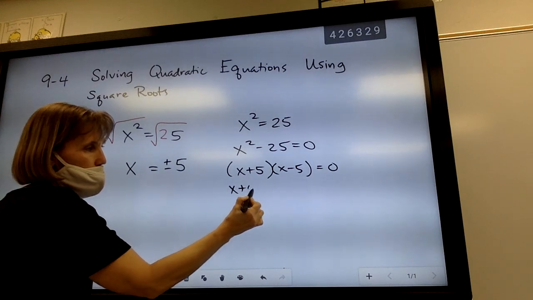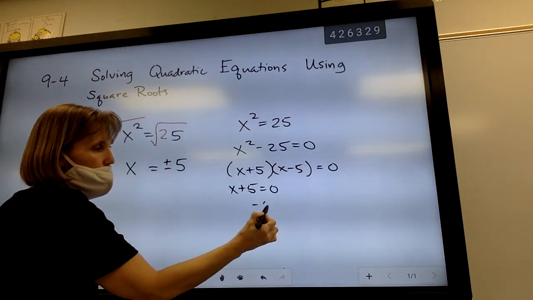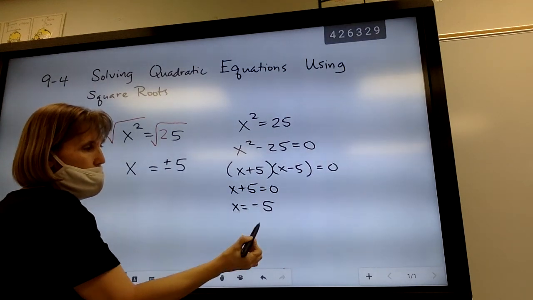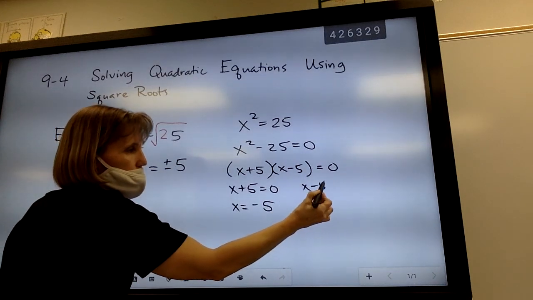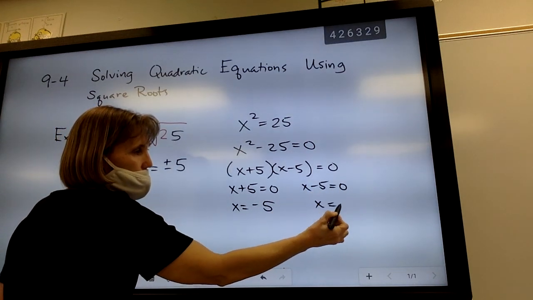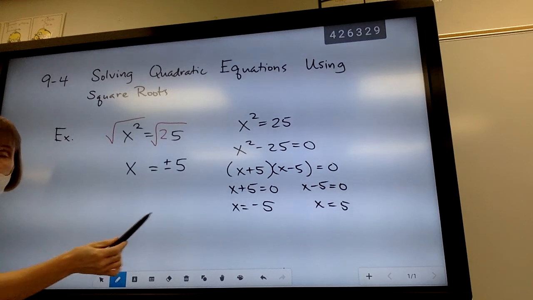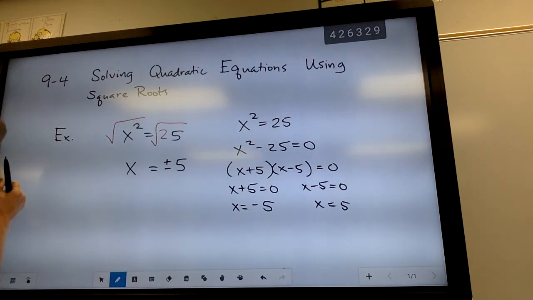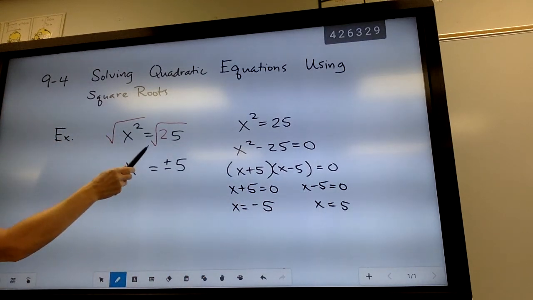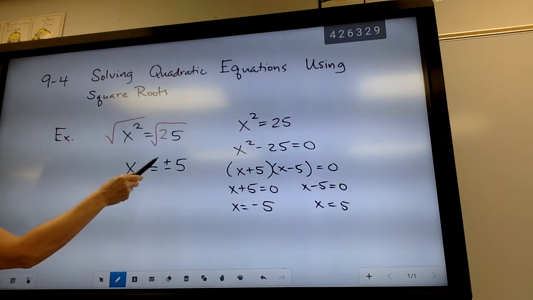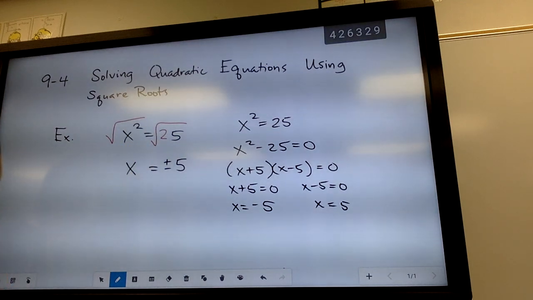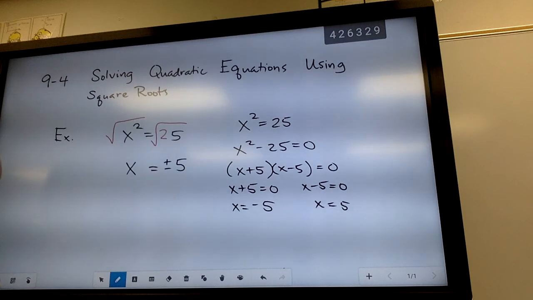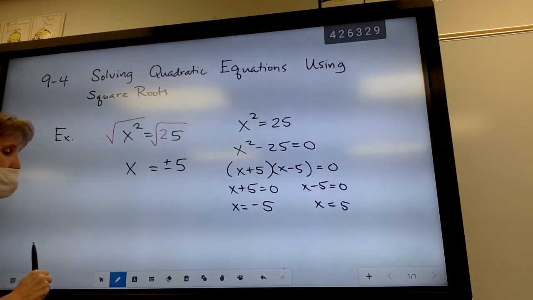That's why you don't see a middle term, because these are the same with just a different sign. So if I set this one equal to 0, I get a negative 5 out of that. And over here, when I set that equal to 0, I get a positive 5 out of that. So yes, we would get 2 answers by factoring, and we account for that when we use the square root by always saying plus or minus. There's always 2 roots. Does that make sense to you?